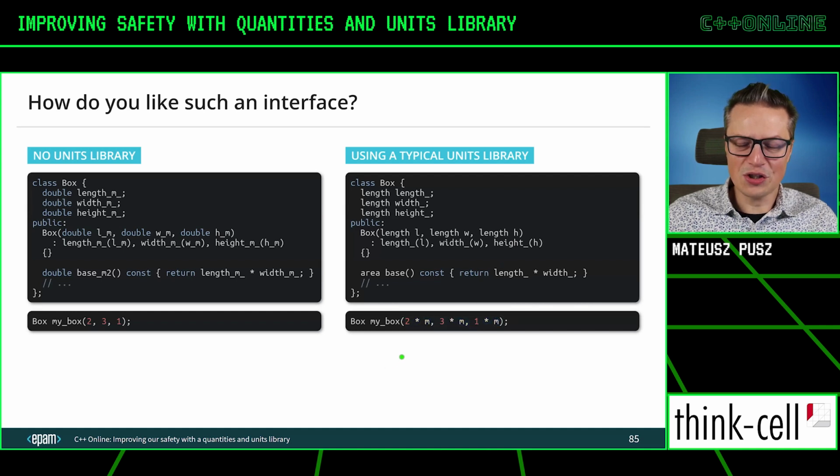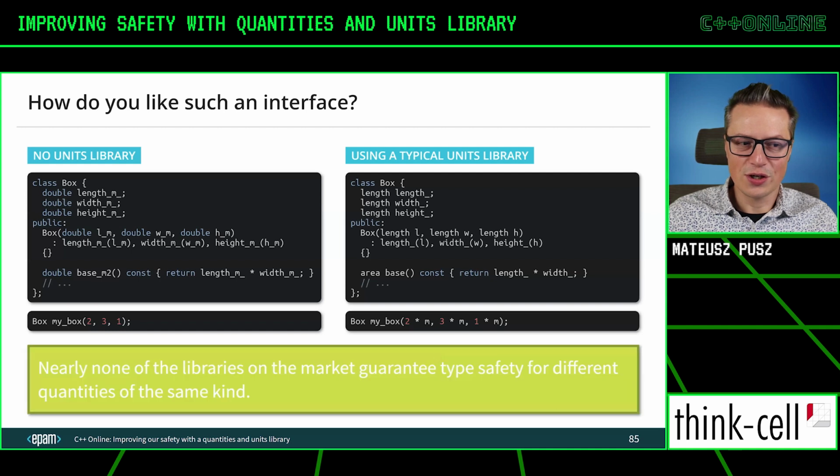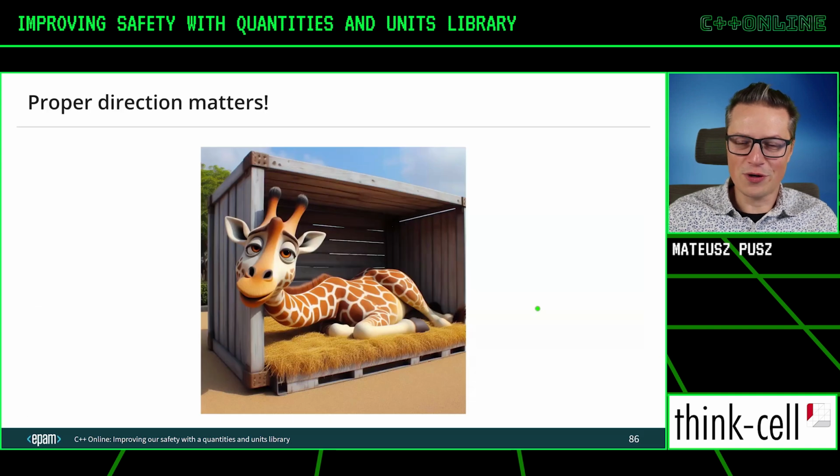I may unintentionally, accidentally reorder the arguments and have the cage in an incorrect direction, right? So nearly none of the libraries on the market can support this properly, and then we may end up with an enclosure for a giraffe being horizontal instead of vertical, and this is not fun.